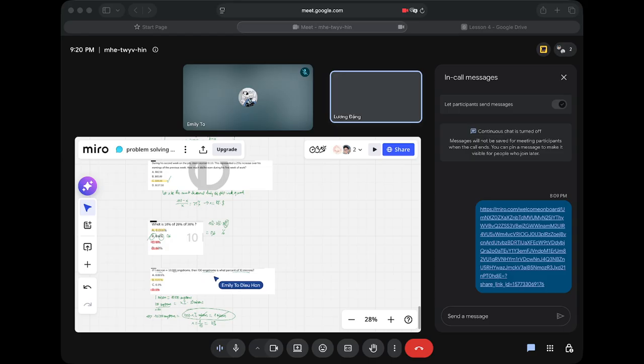What part? Please write. You can write your solution on a screen.